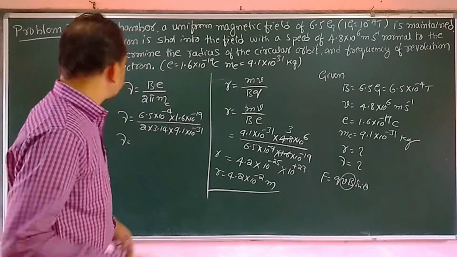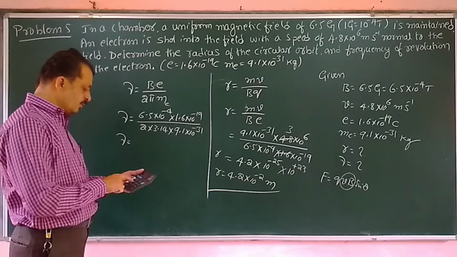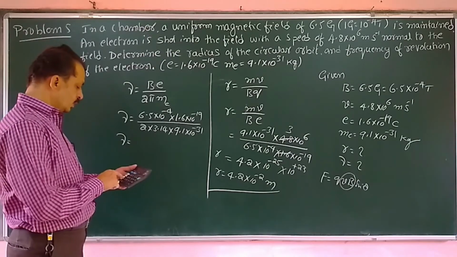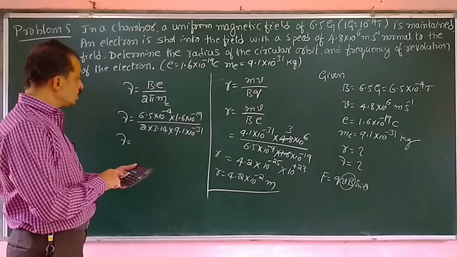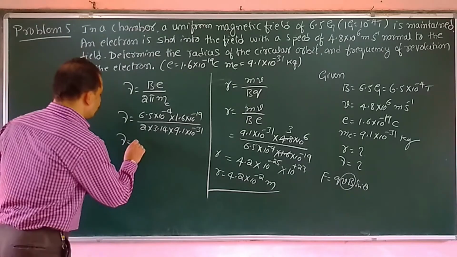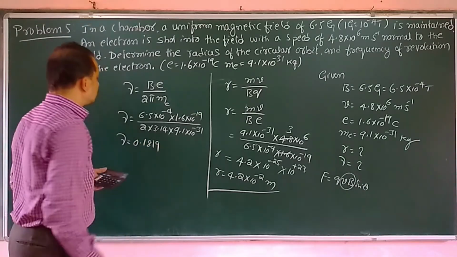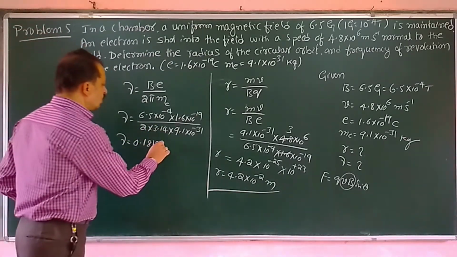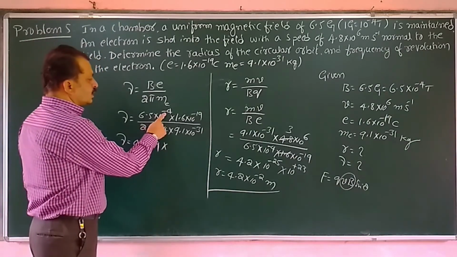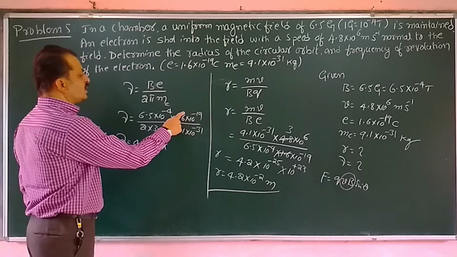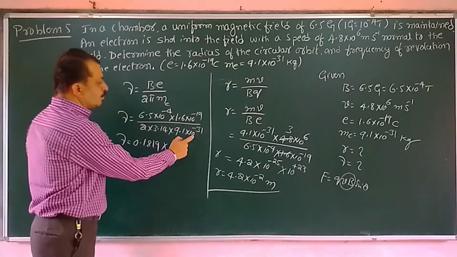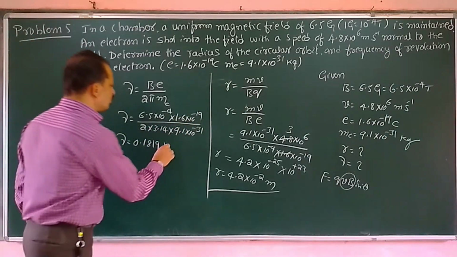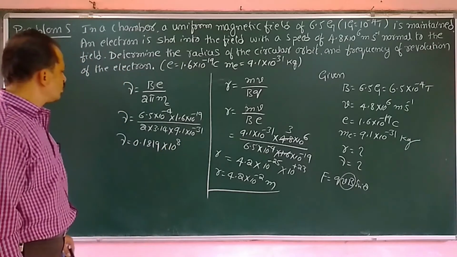We will work it out with the calculator. 6.5 into 1.6 divided by 2 divided by 3.14 divided by 9.1. I am getting 0.1819. Now I will adjust the powers. Minus 4 minus 19 is minus 23. Minus 23 plus 31, if you take the minus 31 to the numerator, it is plus 31. Therefore, it is 10 to the power of 8.